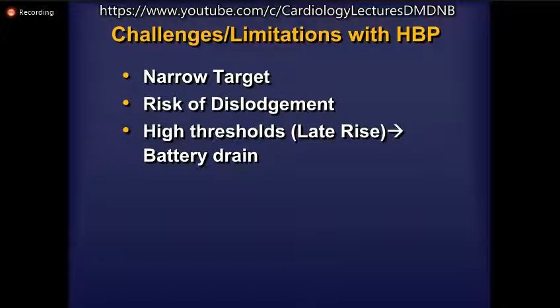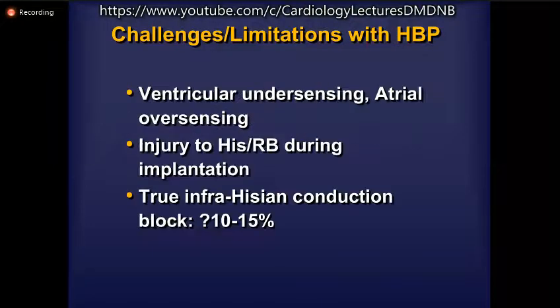Secondly, in addition to this, certain late rise in threshold has been observed in about 10% of cases of His bundle pacing. Now, this has been thought to be either because of micro dislodgement or the fact that there is a fibrous sheath surrounding the His, and therefore this could be playing some role in late rise of threshold, and you could end up with high outputs and relatively greater battery drain.